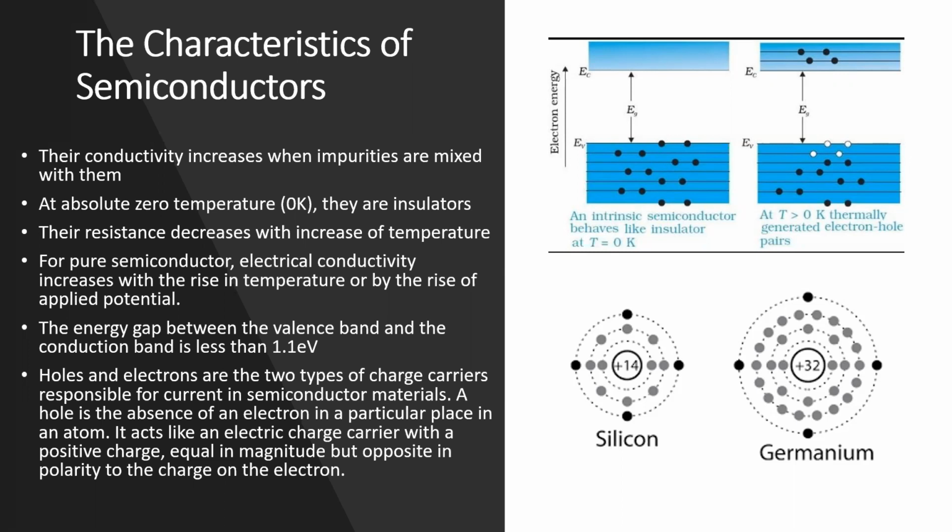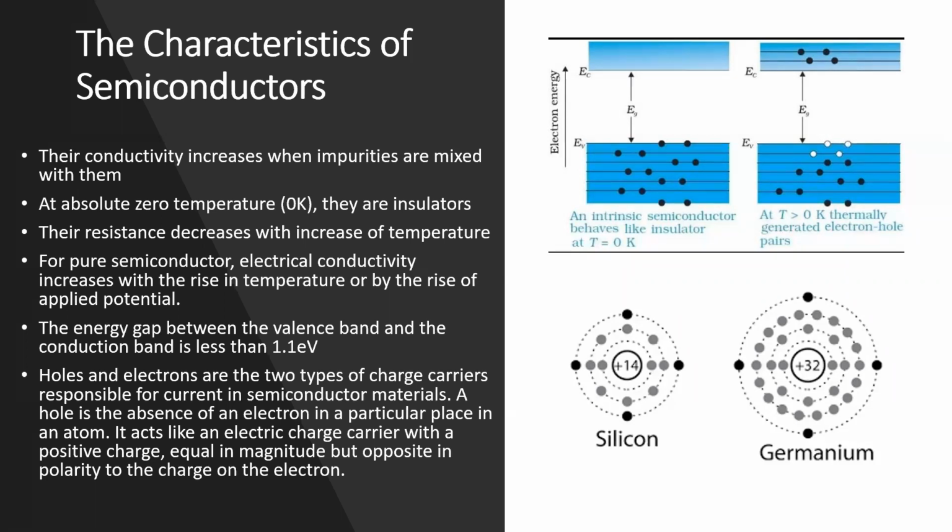So there are two ways by which we can increase the conductivity of a pure semiconductor. One is by raising the temperature or by raising the applied potential. There is a third method by which we can increase the conductivity of semiconductors, that is by adding impurities. So these are the three ways by which we can increase the conductivity of semiconductors.